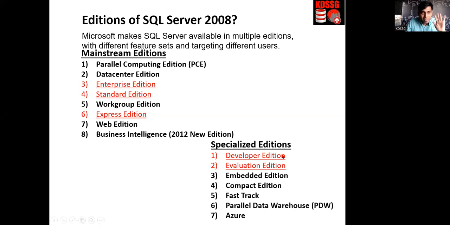By the way, developer edition is also free, sir. Already free, but you can't use it for business. KD, I will take a personal PC, laptop, install SQL. Will Microsoft come and see my system?